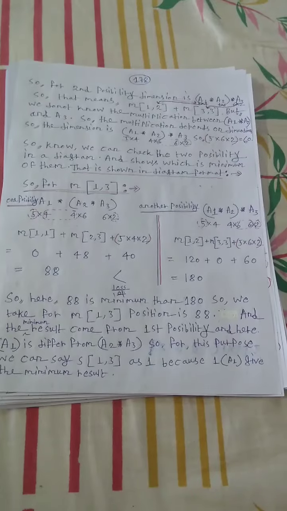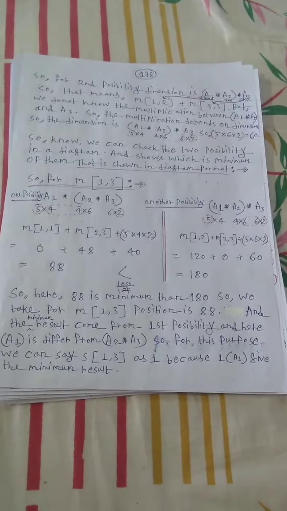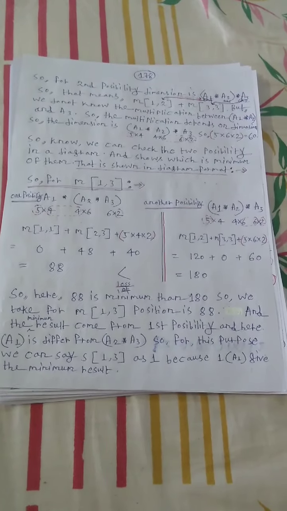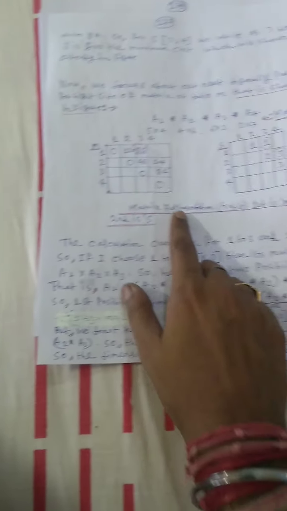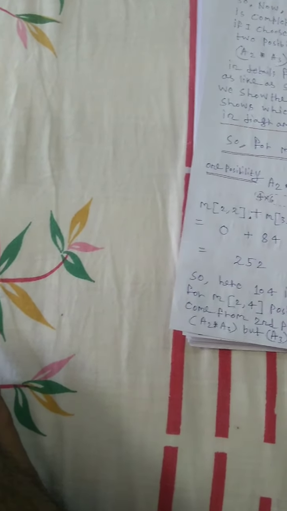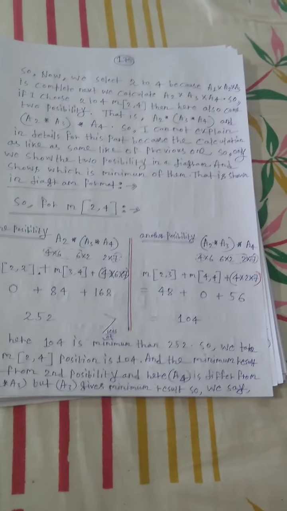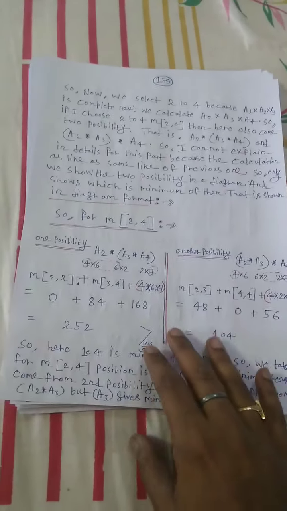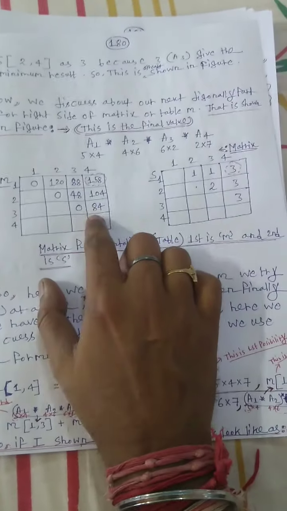So for m13 we can check both results, and whichever is less or minimum is put in the table. Here we can see that 88 is put in the table. Now like that we can select the 2 to 4 also, where we get 104 as the result, which is also shown in the figure.